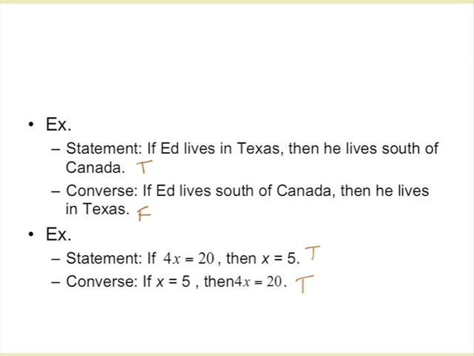So for the first one, our counterexample would be us. We're south of Canada, but we don't live in Texas. When you come up with a counterexample, the if part still needs to be met. So we still need to find something that's satisfying the condition. We still need to find something south of Canada, but we want to try to find something that's not Texas. Questions?